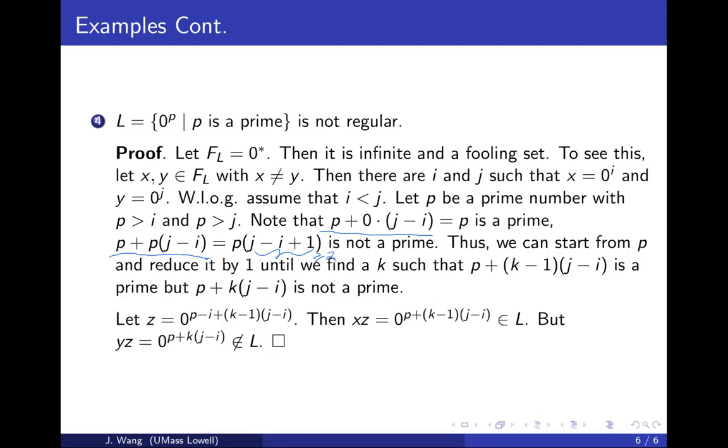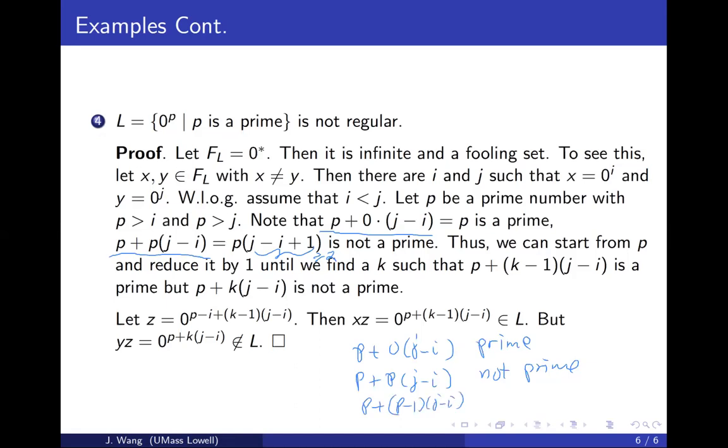So it has a factor that's greater than or equal to 2. Hence, this p times something greater than or equal to 2 is not a prime. So now you can see here, we have p plus 0, which is a prime, and then p plus p, which is not a prime. So then we wonder whether p plus p minus 1 is a prime.